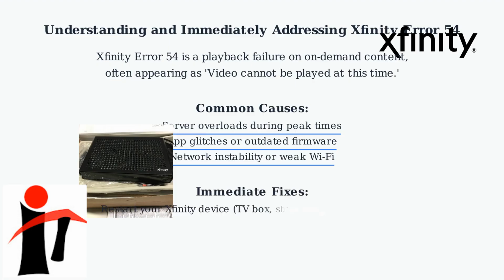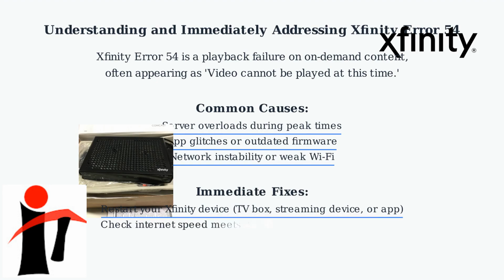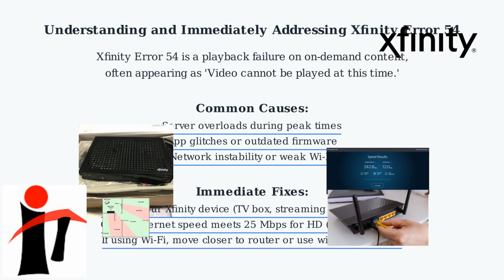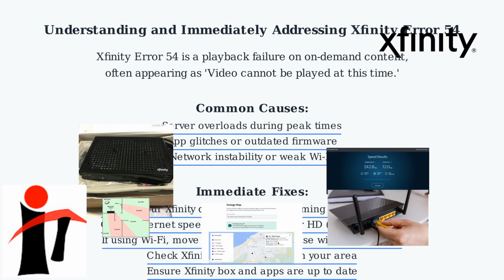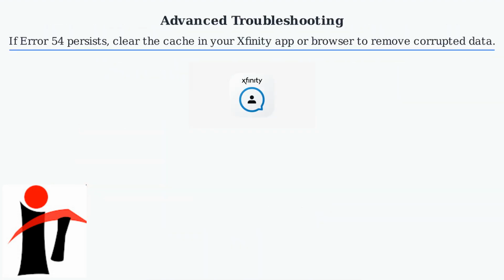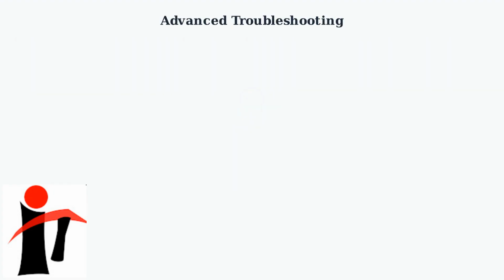First, restart your Xfinity device, such as your TV box, streaming device, or mobile app. Next, ensure your internet speed meets the recommended 25 megabits for HD content by running a speed test. If using Wi-Fi, move closer to the router or switch to a wired connection for more stability. Check the Xfinity app for any reported outages in your area and ensure your Xfinity box and apps are up to date.